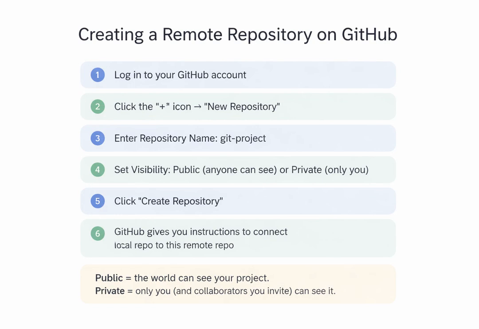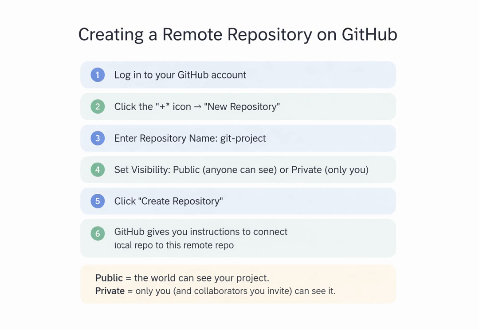Now that we have a local repository with at least one commit, we need to create a matching repository on GitHub. Log into your GitHub account, click the plus icon, and select New Repository. Give it a name, in this case, Git Project. Then choose the visibility. If you set it to public, anyone in the world can view your project. It becomes open source. If you set it to private, only you and the collaborators you explicitly invite can see it. For this demo, it is set to public. Click Create Repository, and GitHub will immediately show you a set of instructions for connecting your local repository to this new remote one.